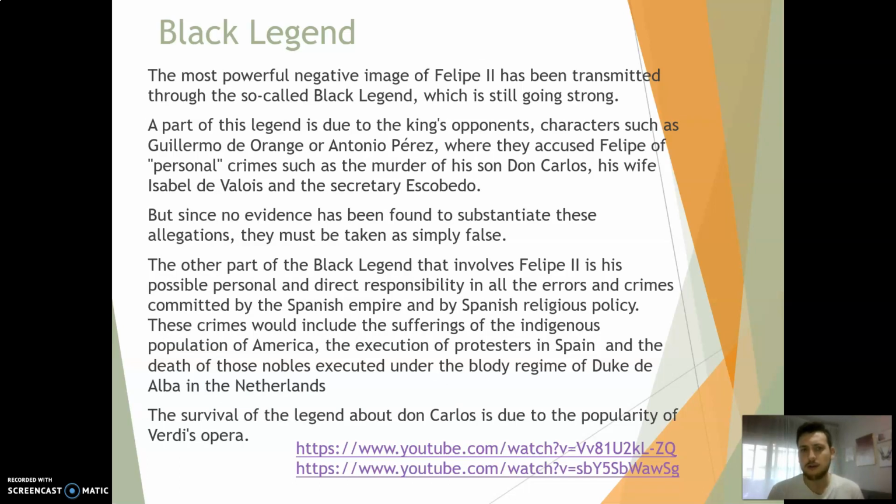Also, I want to tell you about the Black Legend, because you may have heard about Philip II and all the Inquisition or different bloody executions. Well, this is a controversial topic for everyone because we don't know actually if it was true or not. As we do know, Philip II got a lot of enemies, especially in England. So I just attached two videos, or linked two videos, in case you want to have a little research about this Black Legend.